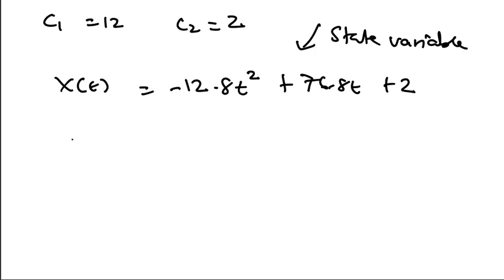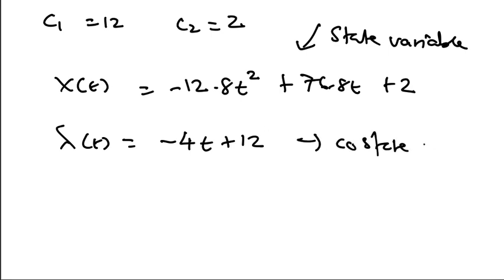Now what about lambda(t), the co-state variable? The co-state variable now becomes minus 4t plus 12. So this is the co-state variable. But this is the function. So lastly, we can find the final solution because we already have the functions for x(t) and lambda(t), the co-state and also the state variable.